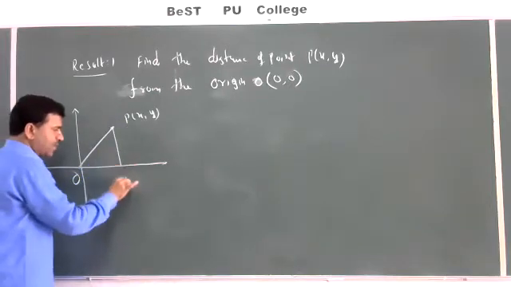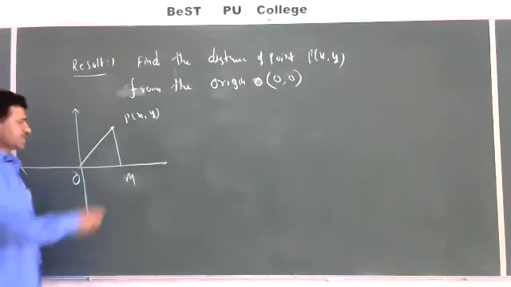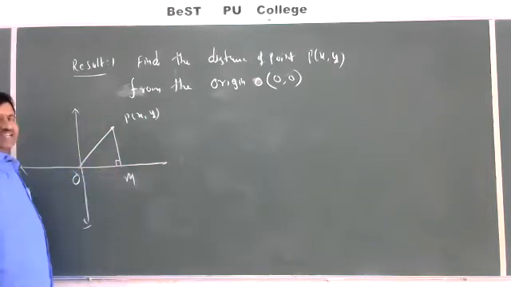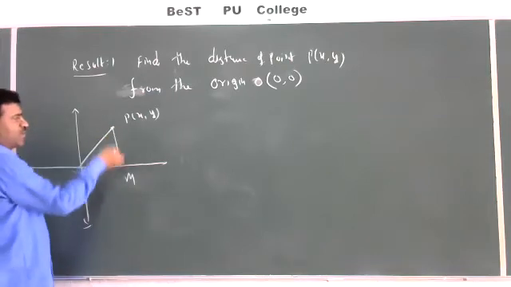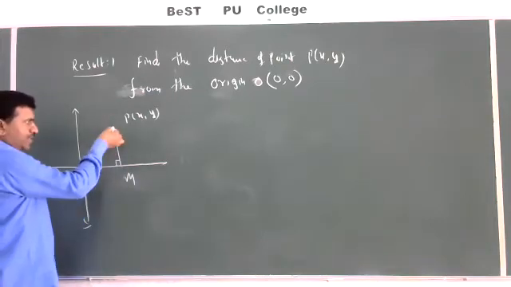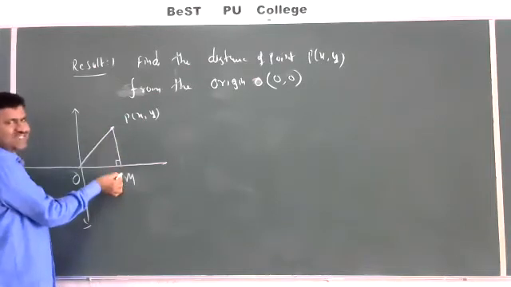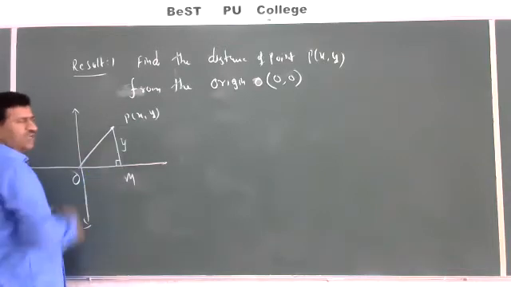Draw PM perpendicular to the x-axis. So now see this one. OMP is a right angle triangle. So what is the distance PM? PM means, using the point definition, the distance of the point from the x-axis, which we know is the y-coordinate.